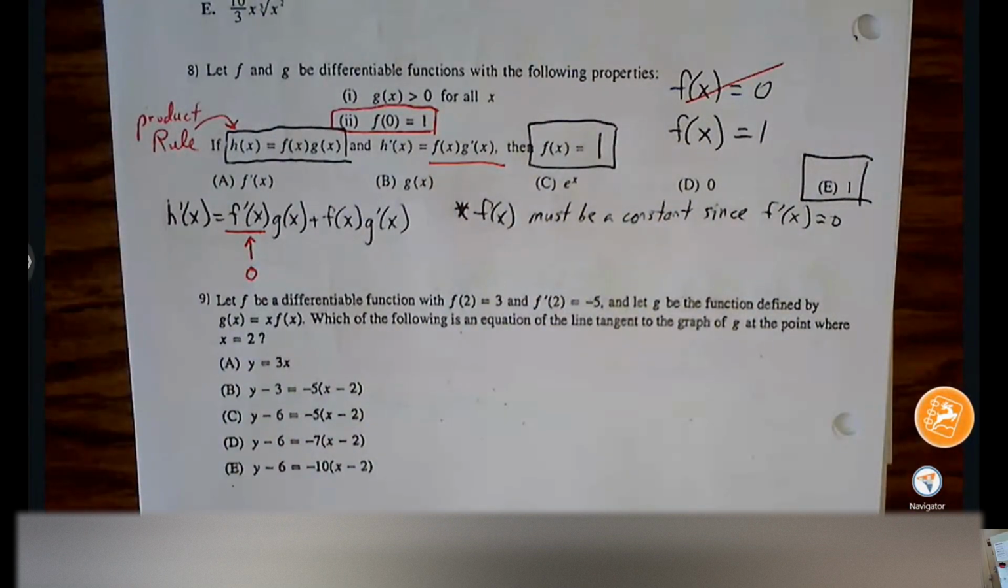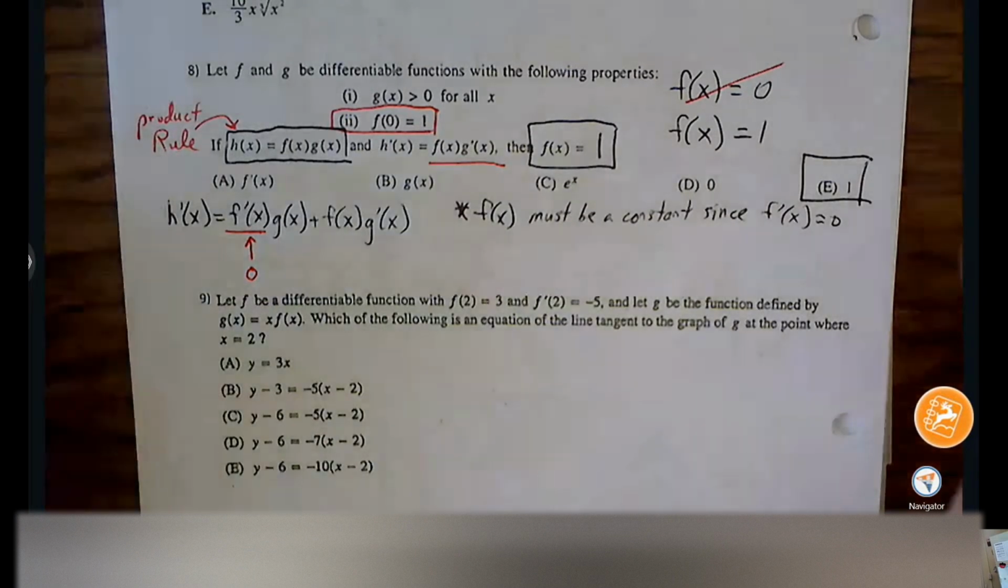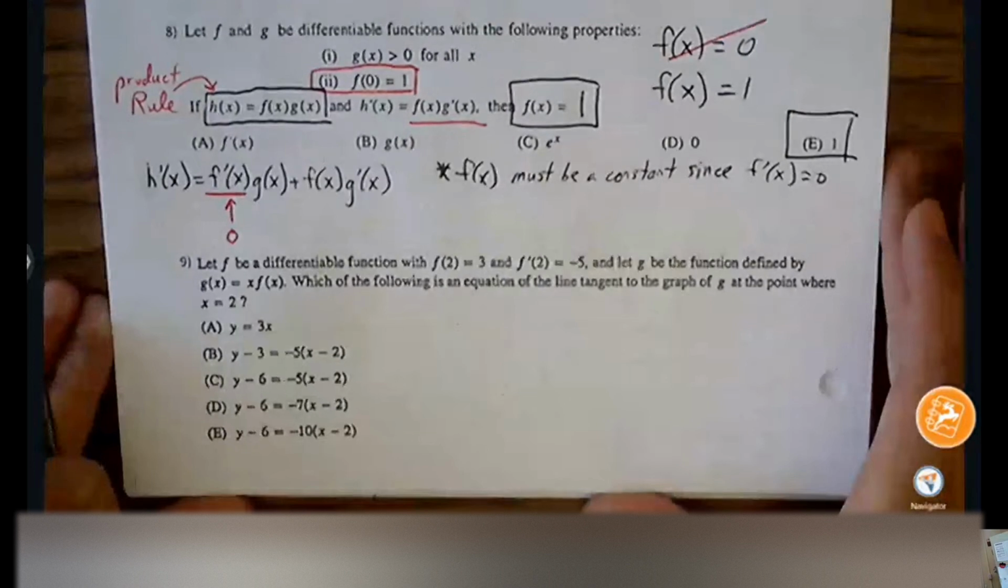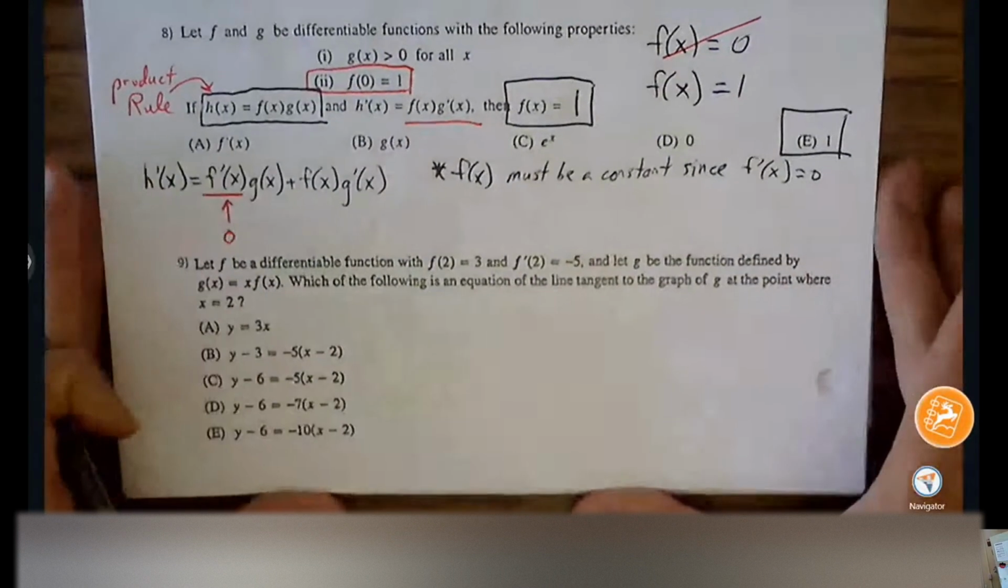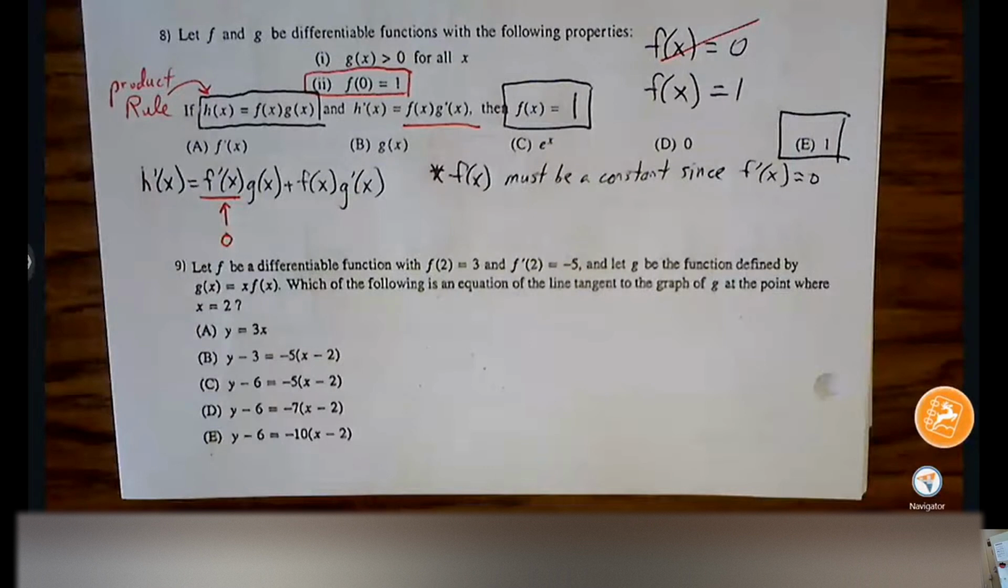Any questions on 8? Okay, let's finish up with number 9. Number 9, I think, is more familiar, but we still have to go through a couple steps here.